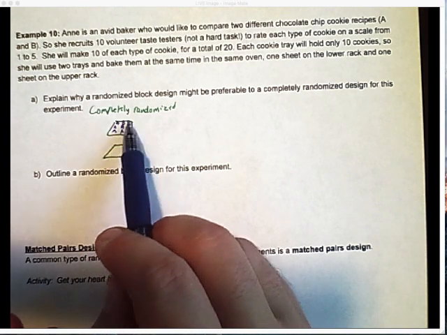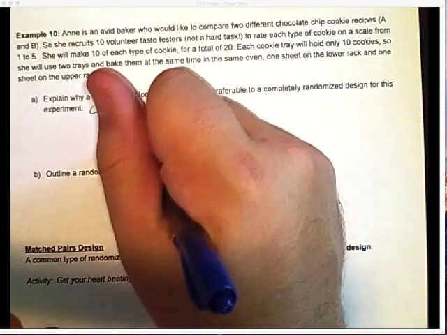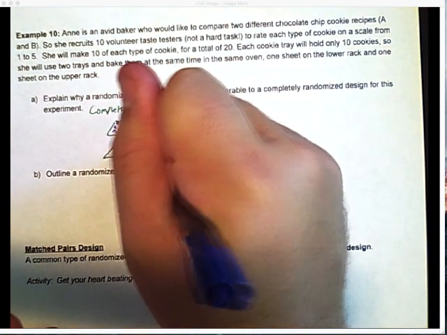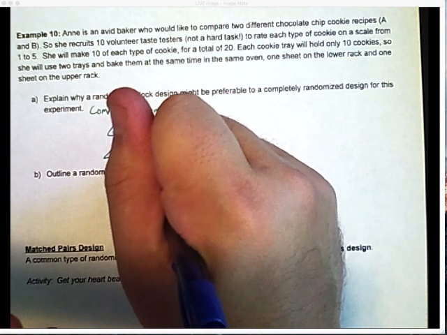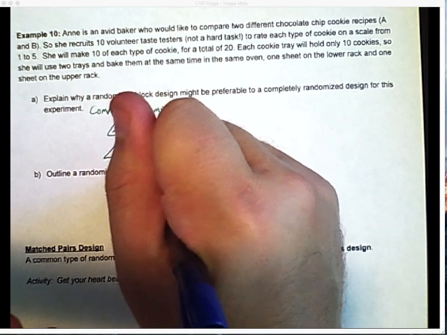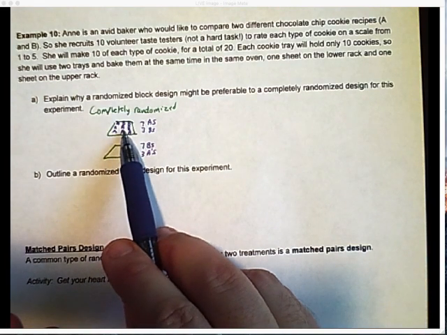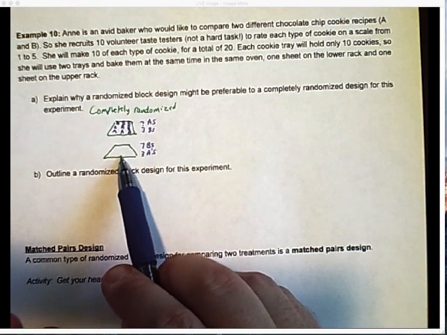All right, if we do completely randomized, you could have like 7 A's on the top shelf and 3 B's. And then on the bottom shelf, you would have 7 B's and 3 A's. But the location where they are might affect how cooked they get, which might affect the taste.